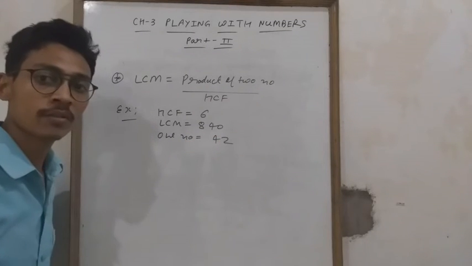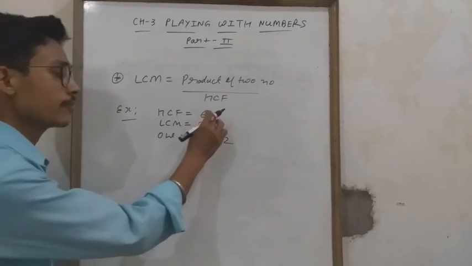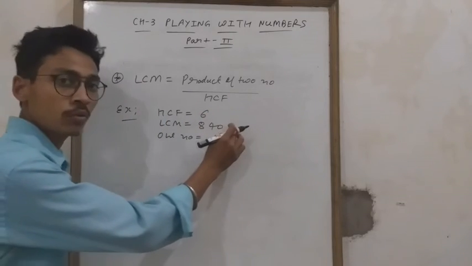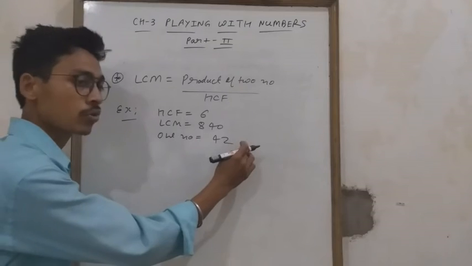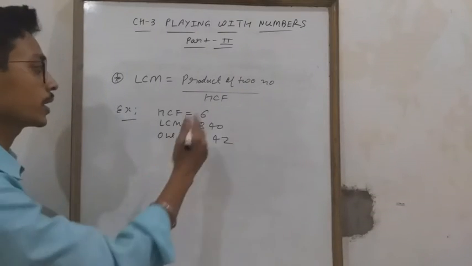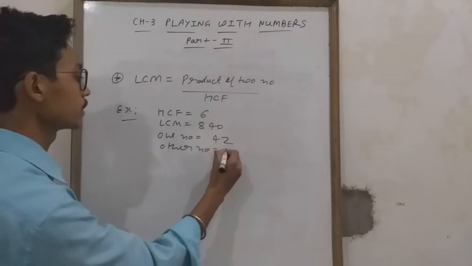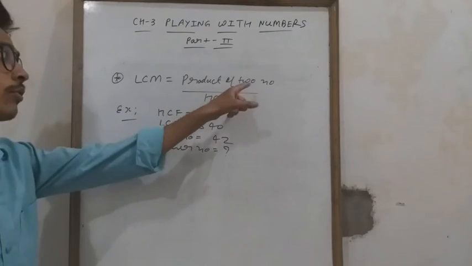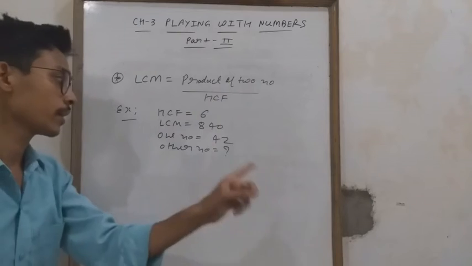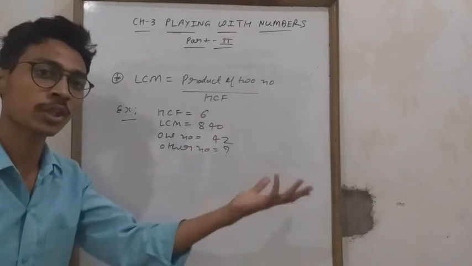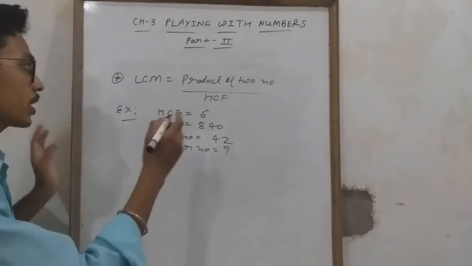So see student, what is given? It is given HCF equal to 6, LCM equal to 840. One number is equal to 42. It means what you have to find out, student? You have to find the other number. Because product of two numbers means any two numbers should be there. But here one number is given, one number is 42. It means you have to find the other number. So what is the formula, student?